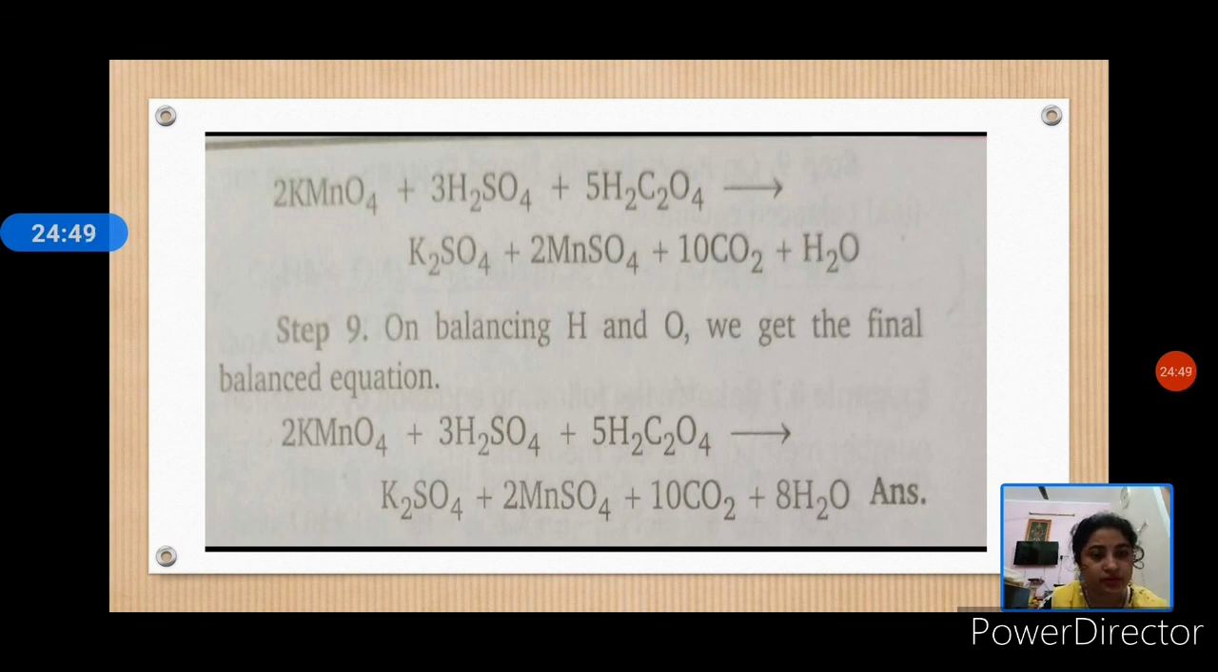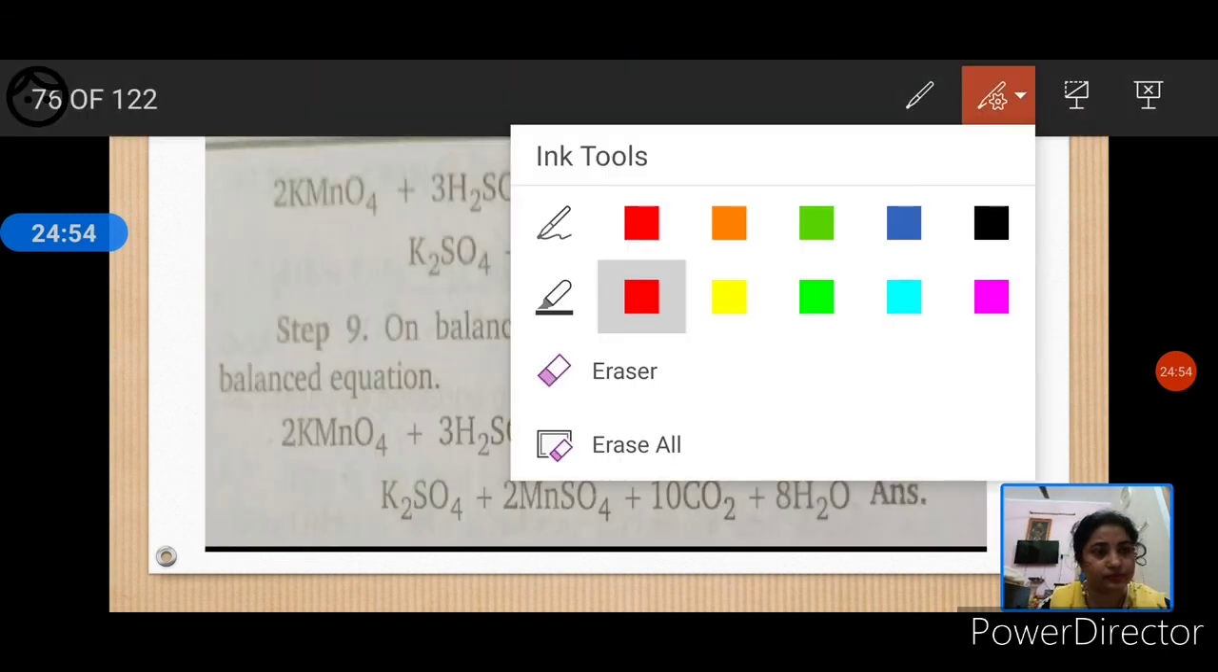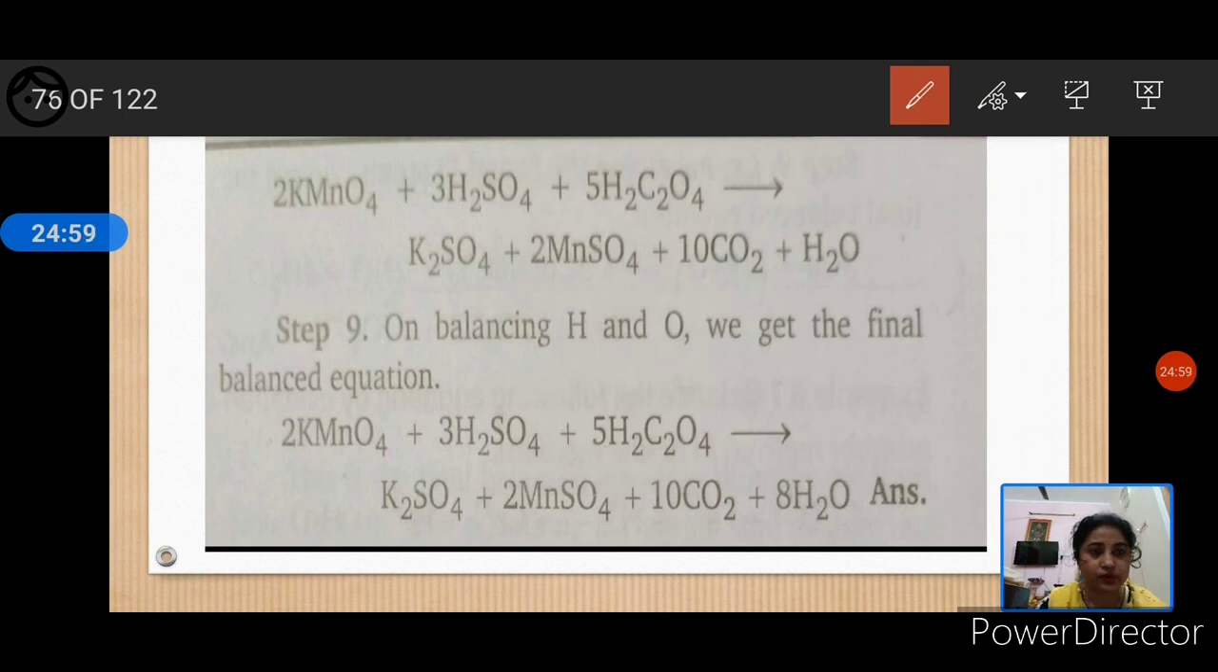Check here. Are all the atoms balanced? K, K2. Mn, 2 Mn, 2 Mn. 3 sulfur: 1 here and 2 here, 3 sulfur. 10 carbon, 10 carbon. Okay, then count the number of hydrogen.